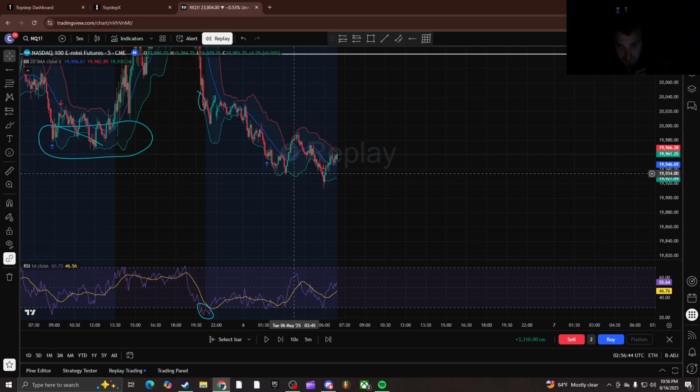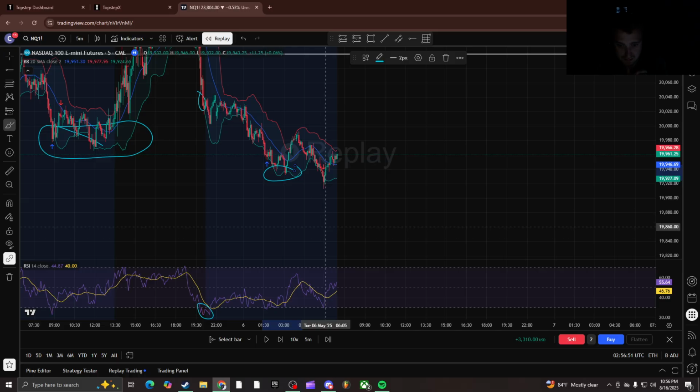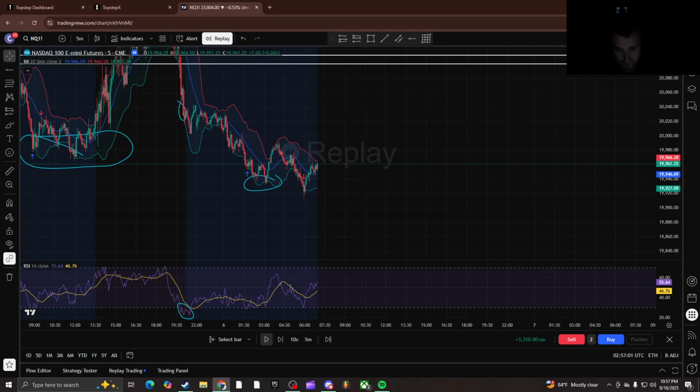So now, you honestly could have gotten right back in where it stopped you out because everything lined up again. We swept out this liquidity. We had to close outside and it hit the bottom of oversold. So we could have even gotten our money back by just getting back in there. But whatever, let's keep going.